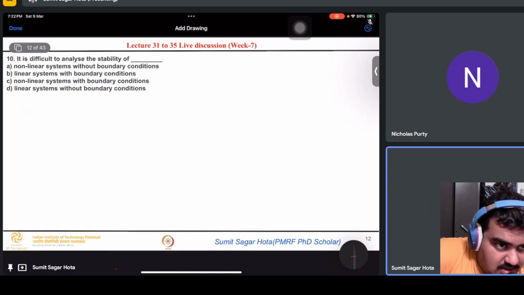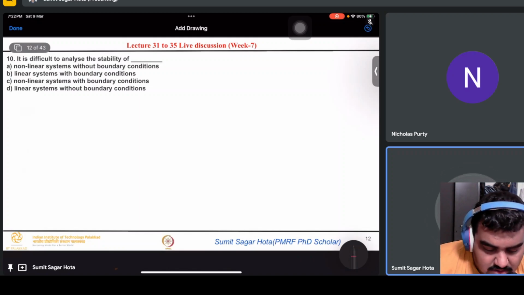It should be noted that if it is a non-linear system without boundary condition, it is near impossible to find out the stability. So that's the reason this question is framed. A non-linear system with boundary condition is already the difficult one. If you don't give the boundary condition also, then it is gone. It is not possible to find the solution.